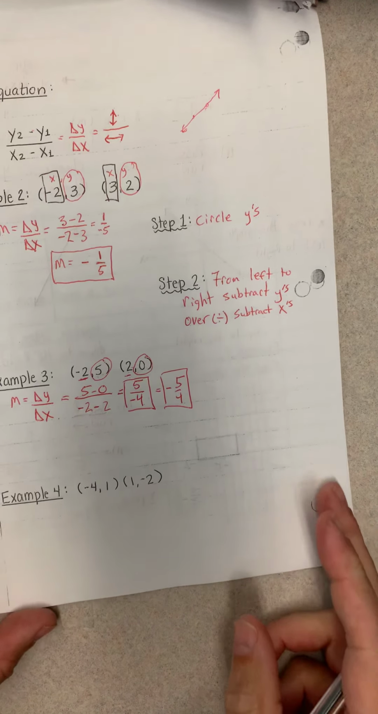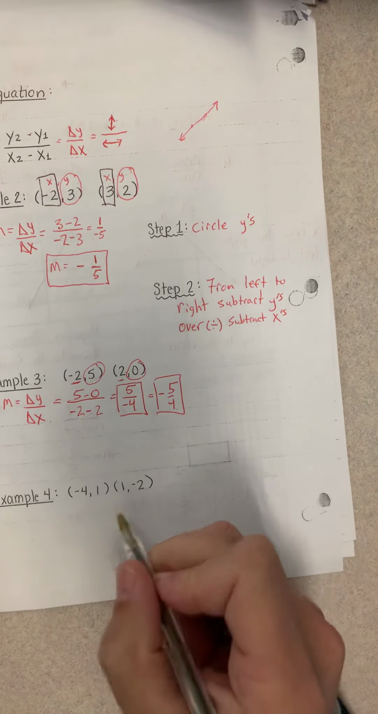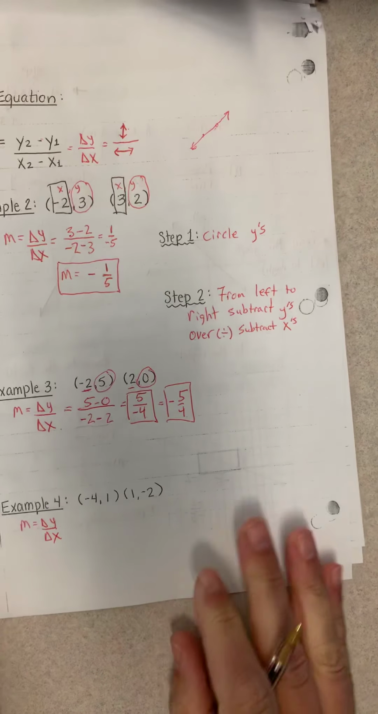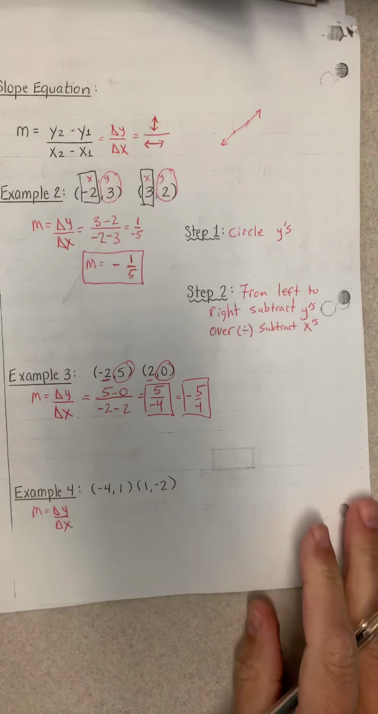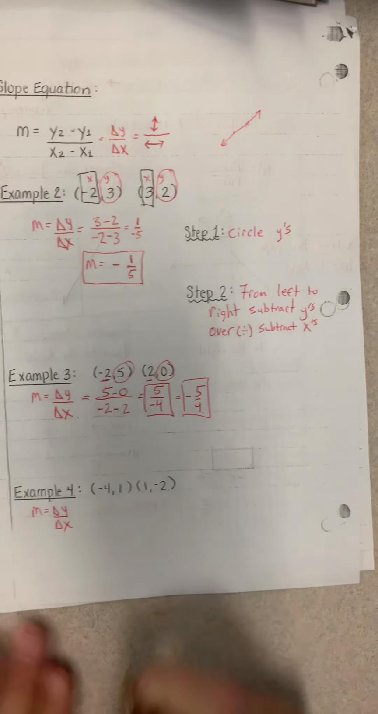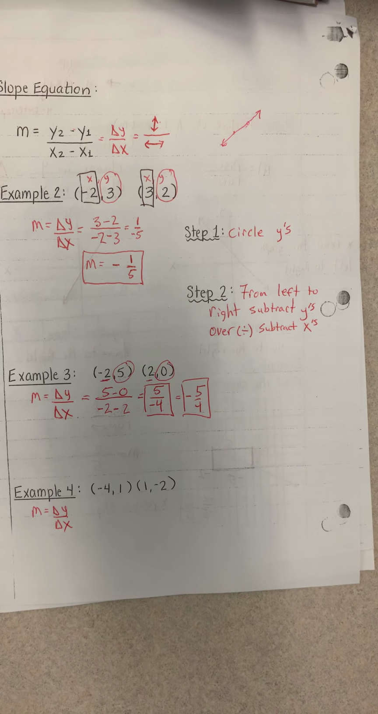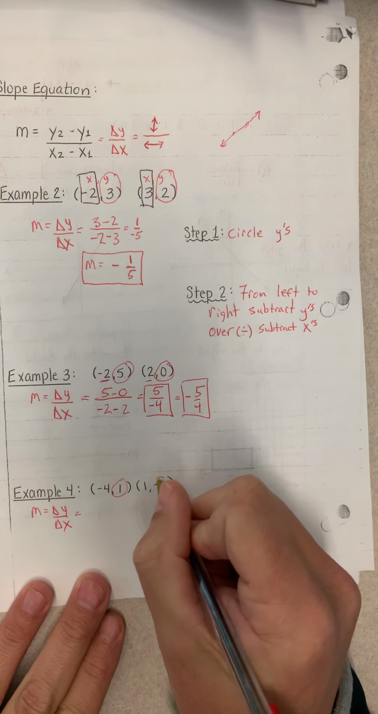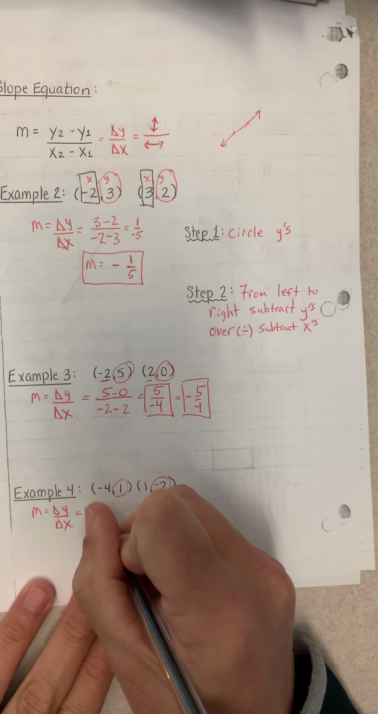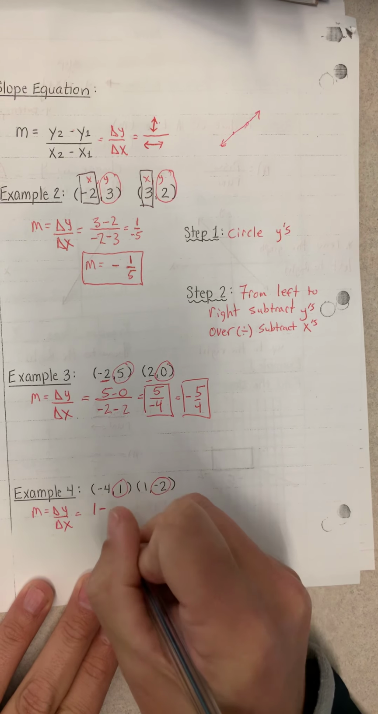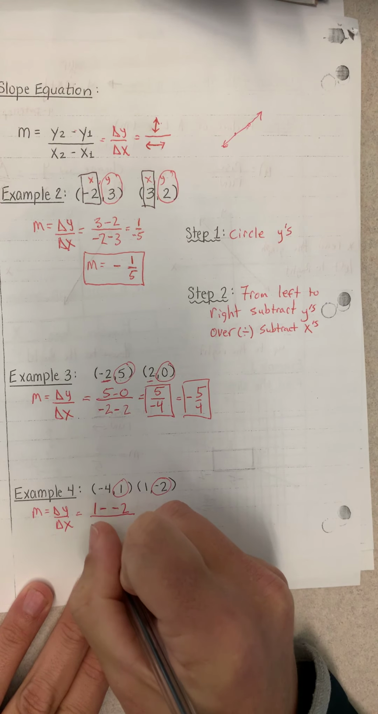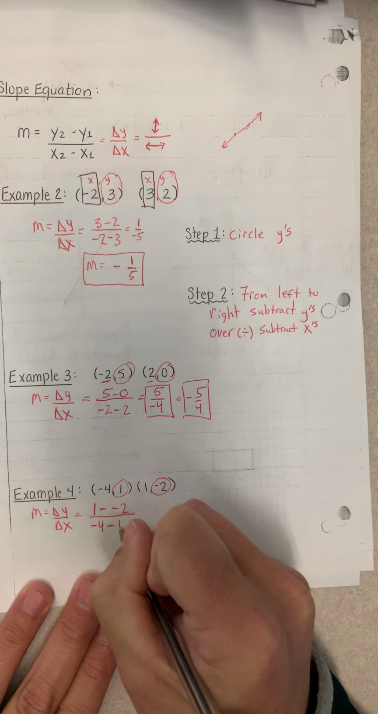Next example. Change in y over change in x. We're still finding the slope. Go ahead and pause the video. Give this a whirl. Let's see what you got. First step, circle your y's. Subtract them. 1 minus a negative 2, divided by negative 4 minus 1.